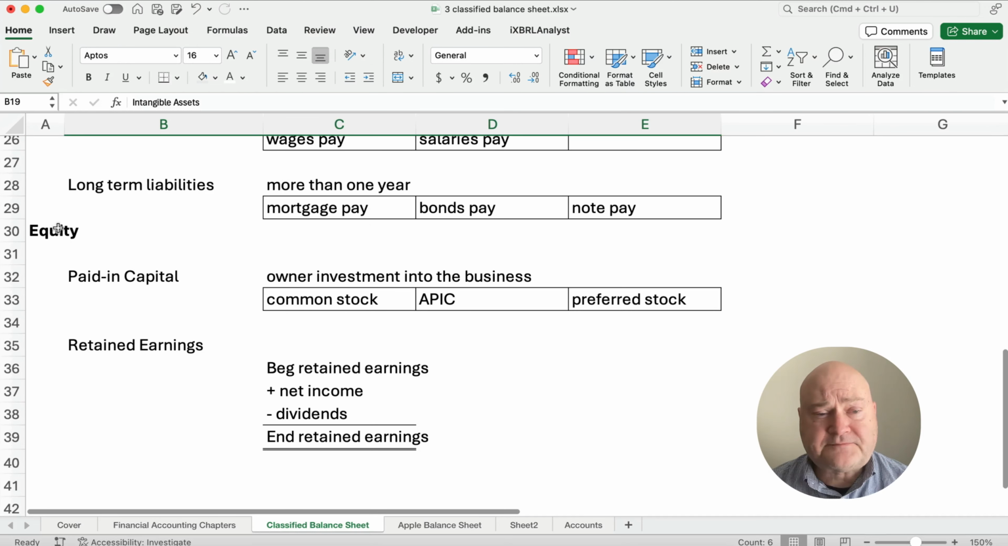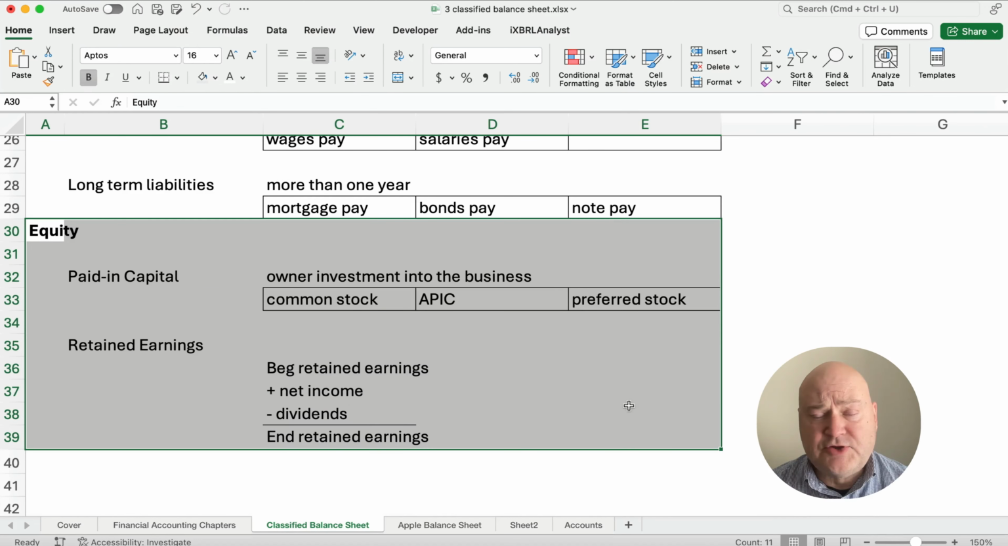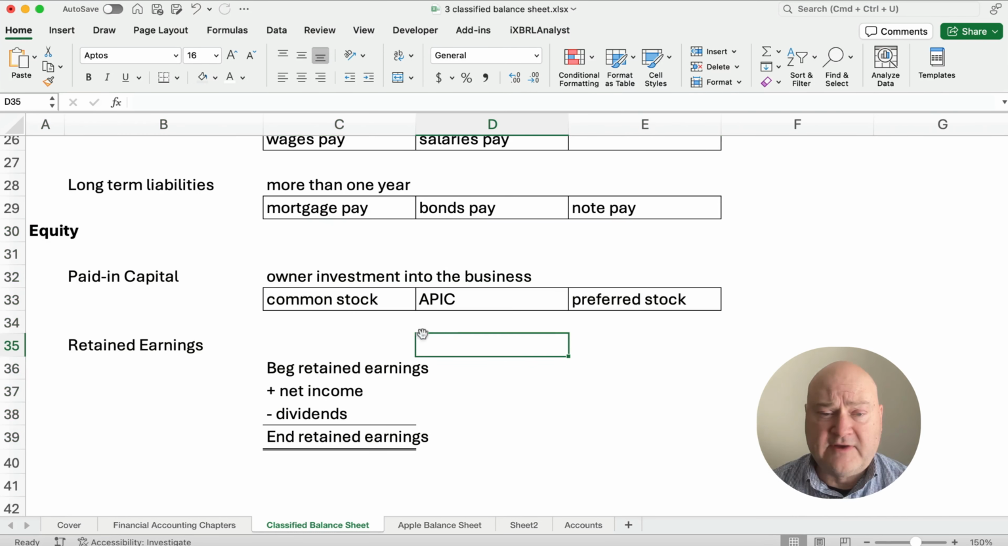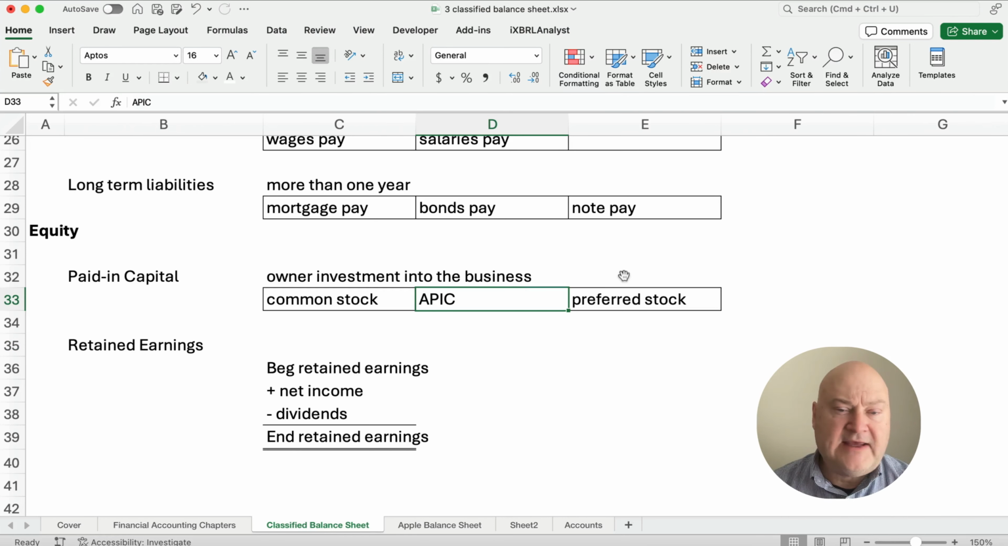Now in equity, we just have really two broad categories. We have paid-in capital, what the owner has put into the business. So things like common stock, preferred stock, additional paid-in capital. Sometimes you might see a subtraction called treasury stock. If the company ever buys back stock, then there would be a reduction. This APIC is additional paid-in capital. So if we sell stock for more than par value, you might see some additional paid-in capital.